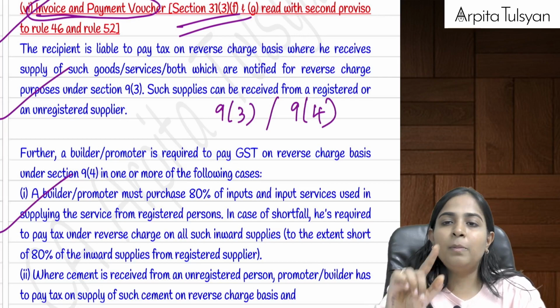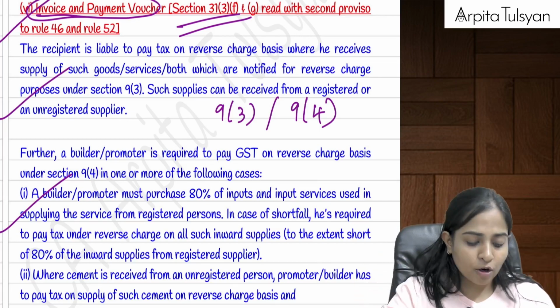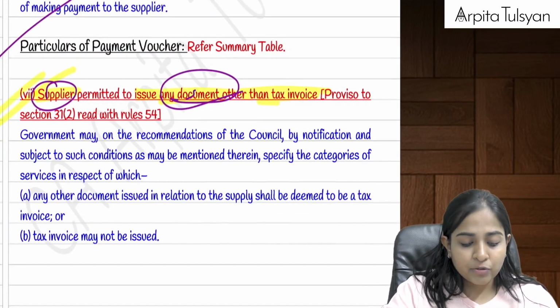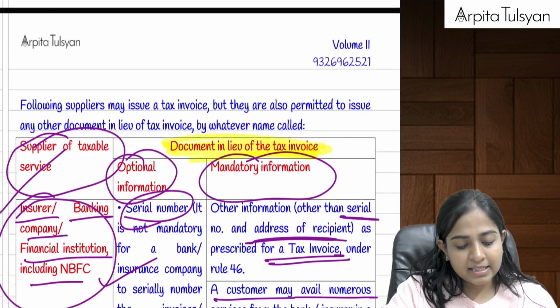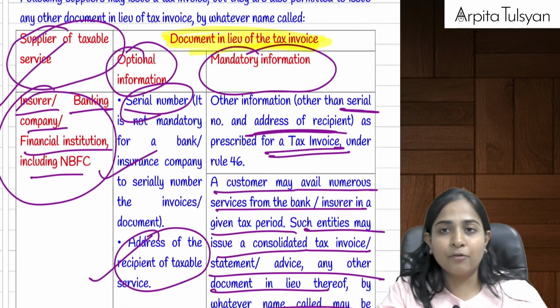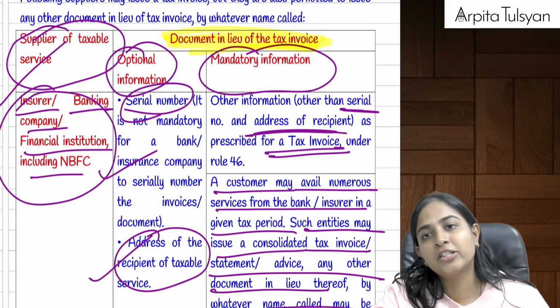For that you will be issuing a document called a payment voucher, saying that you have made payment to me of so and so amount, right? Then the next one: there are some notified persons who are exempted from issuing tax invoices. Instead of tax invoices, they can issue any other document.